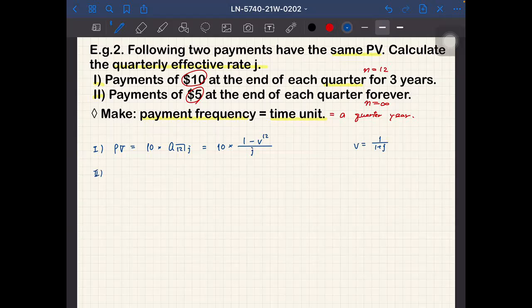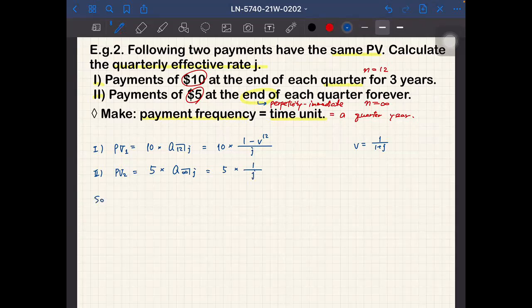And for the second payment, what is the present value? Maybe I would write PV1 and PV2. For the second payment, the PV is basically the perpetuity. So $5 at the end of each quarter, perpetuity immediate, sorry, perpetuity immediate. So this is equal to 5 times a angle infinity at J, so this is 5 times 1 over J.